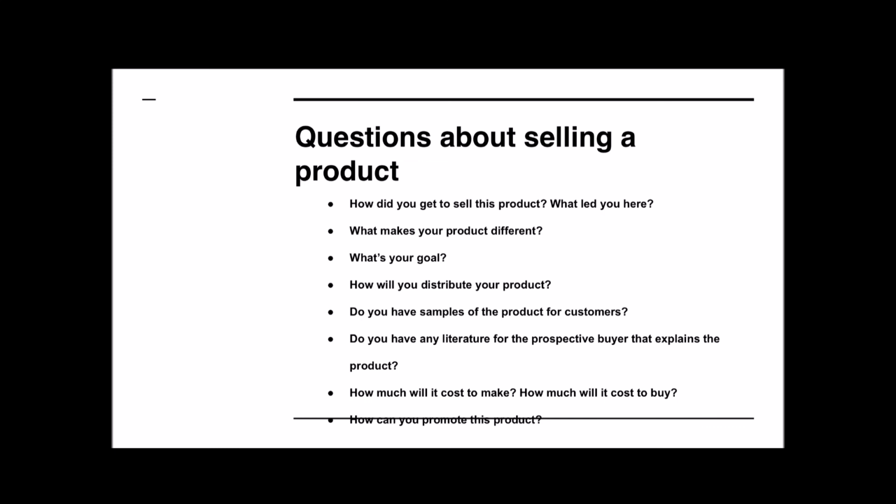Do you need a factory? How many workers do you need? What kind of resources will you need? Will you need milk if it's a yogurt? Will you need fruit if it's a fruit flavored yogurt? So think about the different resources and the costs that it has.